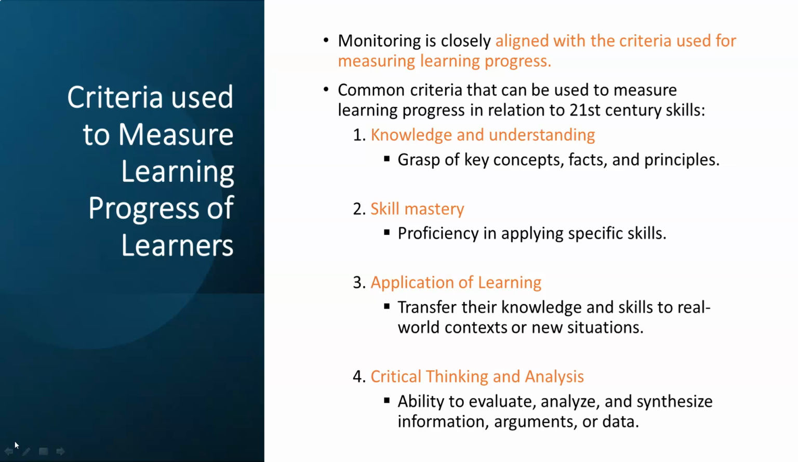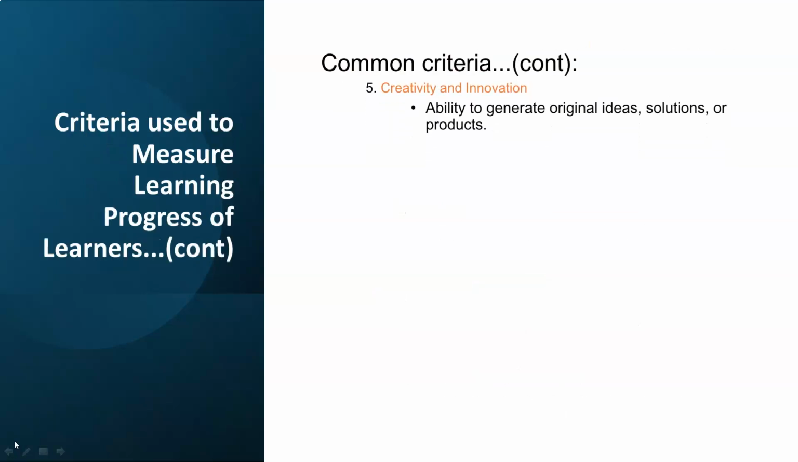4. Critical thinking and analysis. Measuring learners' critical thinking and analysis skills involves assessing their ability to evaluate, analyze, and synthesize information, arguments, or data. Criteria for critical thinking may include the ability to identify biases, evaluate evidence, draw logical conclusions, or construct well-reasoned arguments. 5. Creativity and innovation. Assessing learners' creativity and innovation involves evaluating their ability to generate original ideas, solutions, or products. Criteria for creativity may include originality, novelty, flexibility, or the ability to think outside of the box.